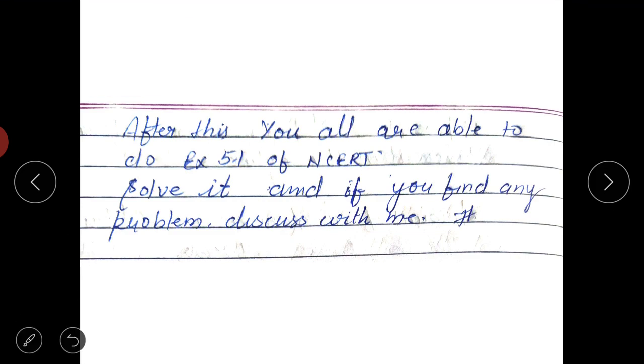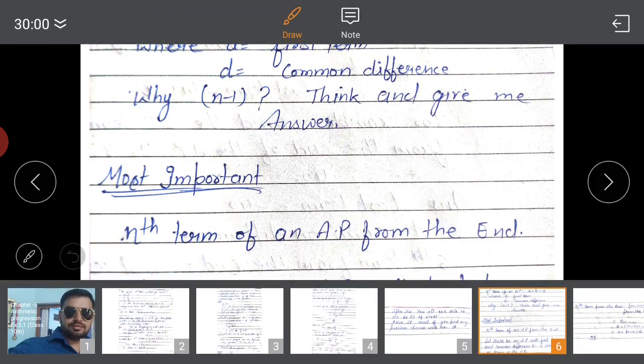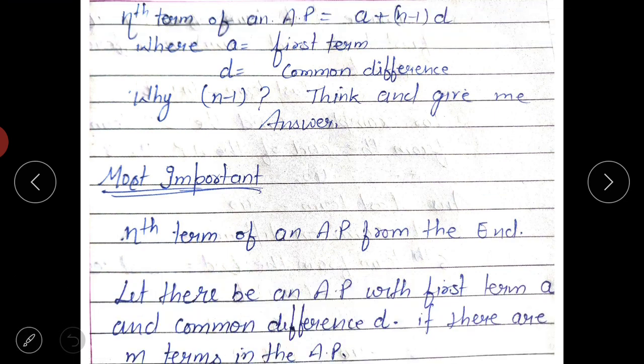And the next most important topic for this is the nth term of an AP. So to find the nth term of an AP, we first require the first term, the common difference, and n, the number of terms.